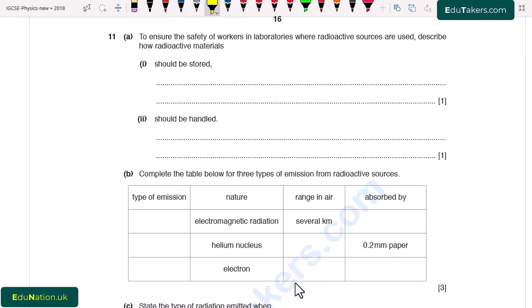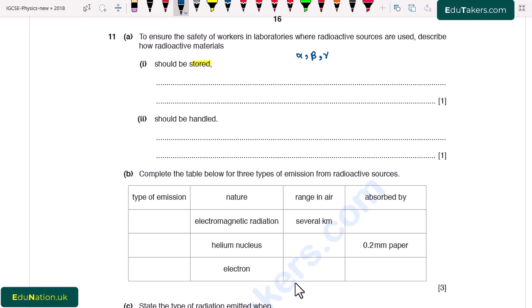Question number 11, part A. To ensure the safety of workers in laboratories where radioactive sources are used, describe how radioactive materials should be stored. So first of all, we have to know about radioactive materials. These are materials that contain radioactive elements inside them, and these emit radiation that is very dangerous to all humans. So first of all, radioactive materials emit alpha particles, beta particles and gamma rays. All of these are radioactive.